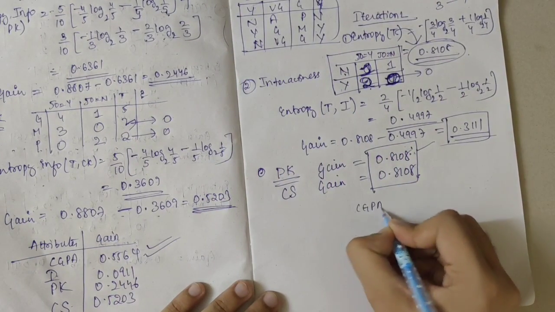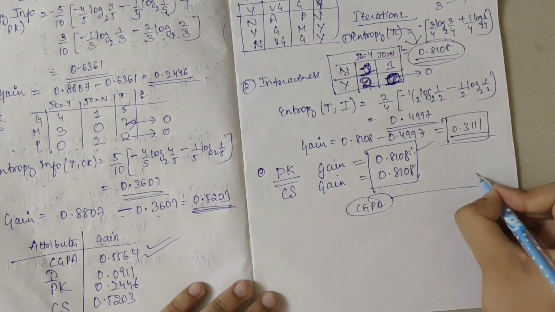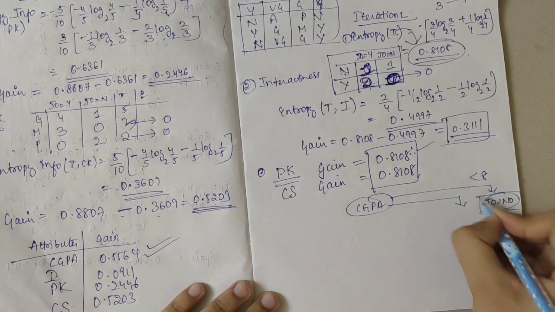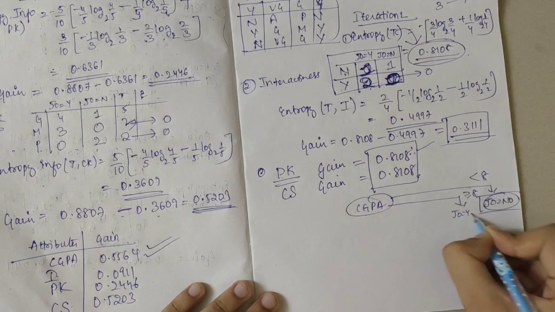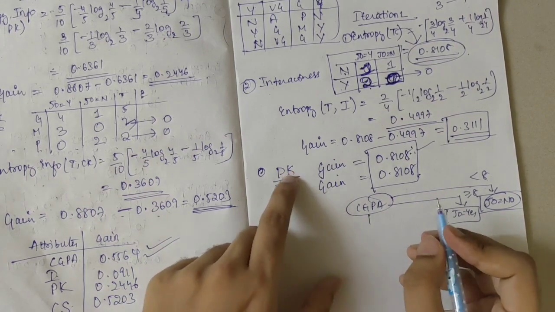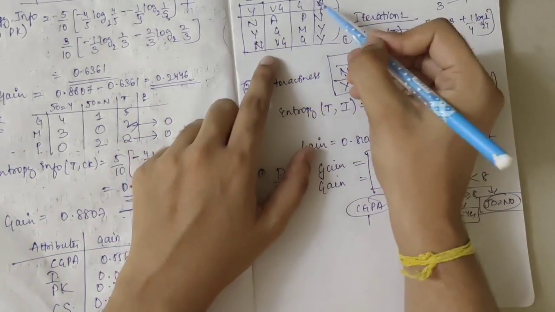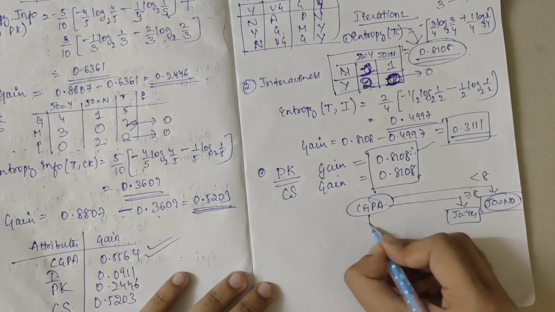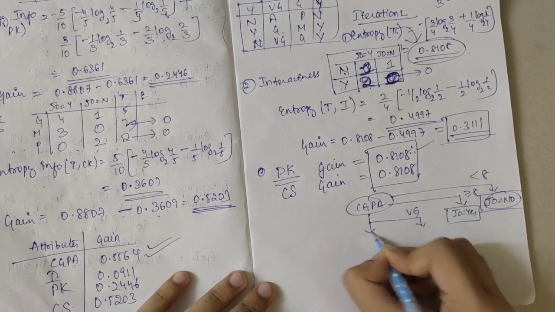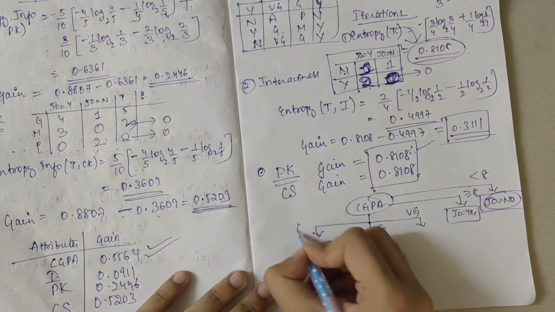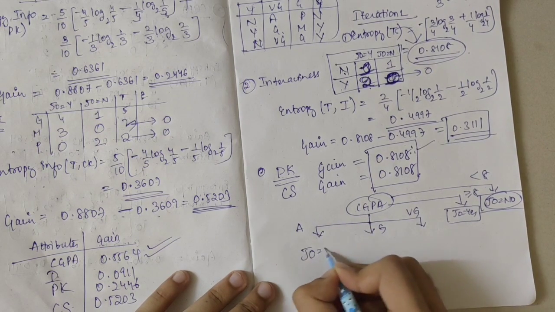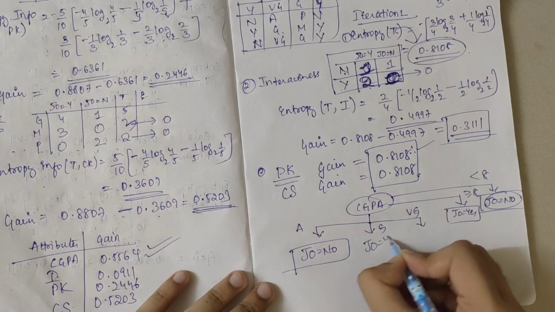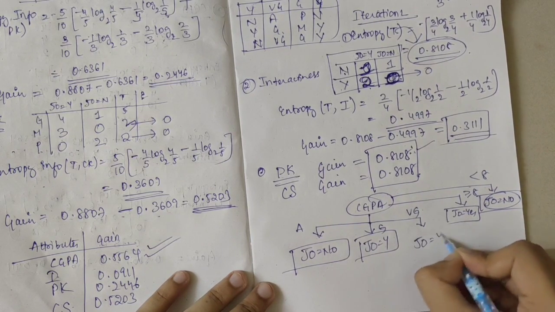So CGPA as it is here, if it is less than 8, then job offer is no. And then again, if CGPA is greater than 8, then job offer is yes. And here I have practical knowledge. In practical knowledge, we have very good, average and good. Three options are there, right? So very good, good and average. So in case of average, job offer would be no. In case of good, job offer would be yes. And in very good also, job offer would be yes.